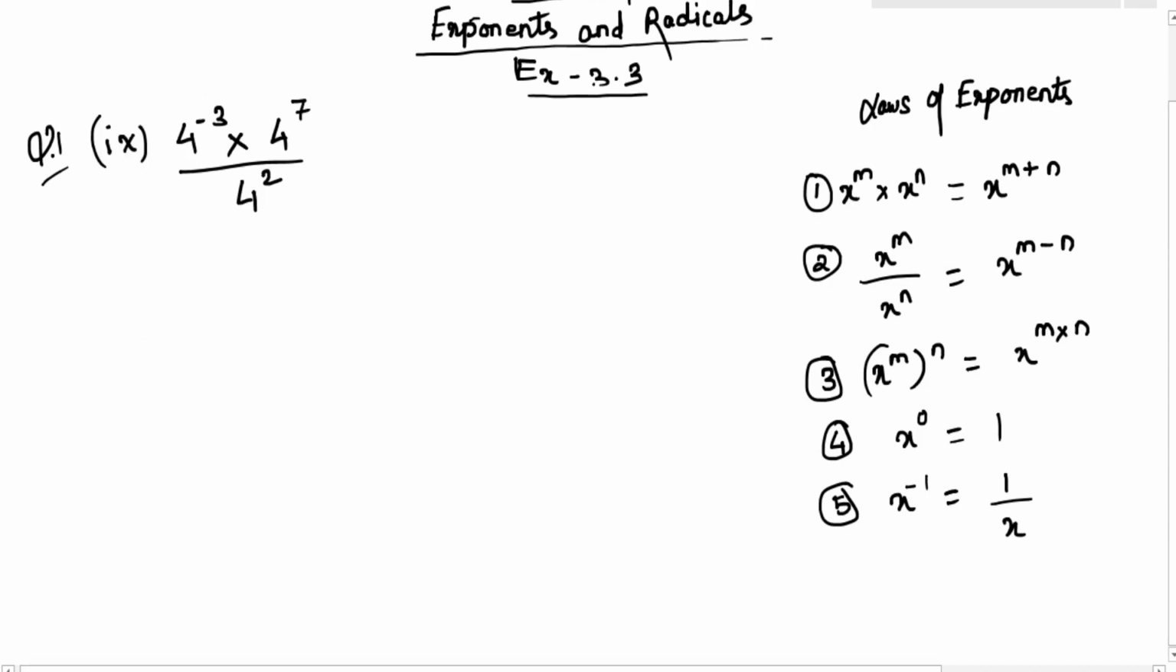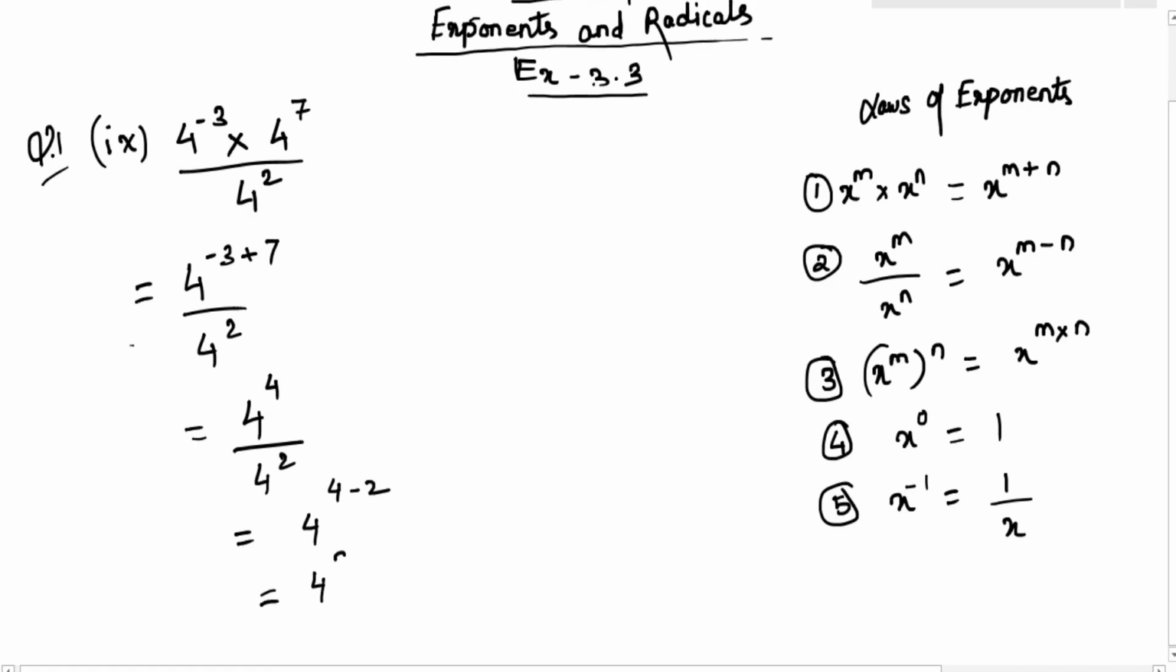Now the last part, that is the ninth one, 4 to the power minus 3 into 4 to the power 7 upon 4 to the power 2. In the numerator you can see the bases are the same, so the powers can add with each other. Minus 3 plus 7, whole to the power, the square of 4. What is 7 minus 3? 7 minus 3 is 4, upon 4 to the power 2. Again bases are the same, powers are different, so it will become 4 to the power 4 minus 2. That is the square of 4. The square of 4 is 16.